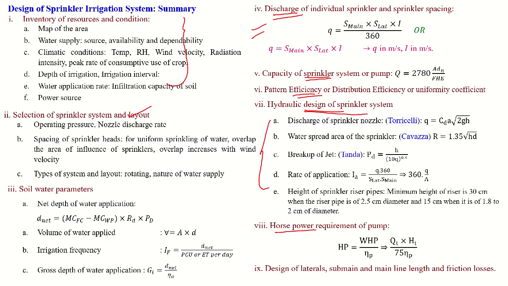Next, power requirement of your pump, the total power required to pump the water. So what is the power required at the pump? We also need to take that into consideration. And design of your lateral, submain and main, like your water distribution system against friction losses. So all these parameters we need to take into consideration while designing your sprinkler irrigation system. So let us discuss one by one.